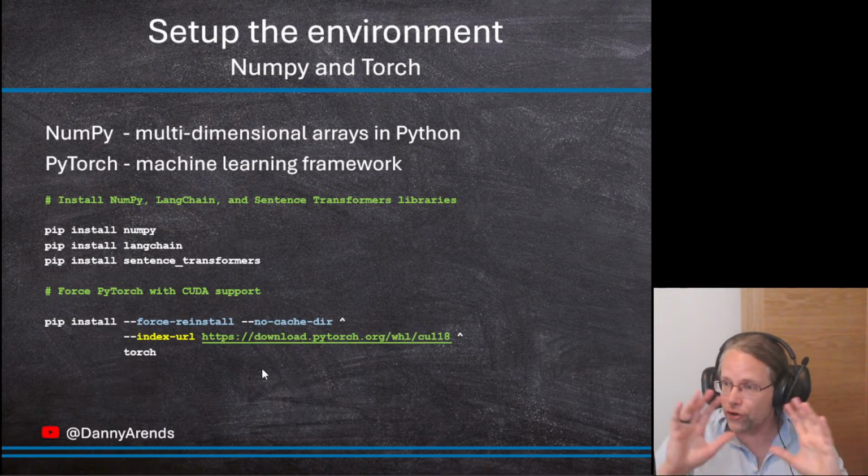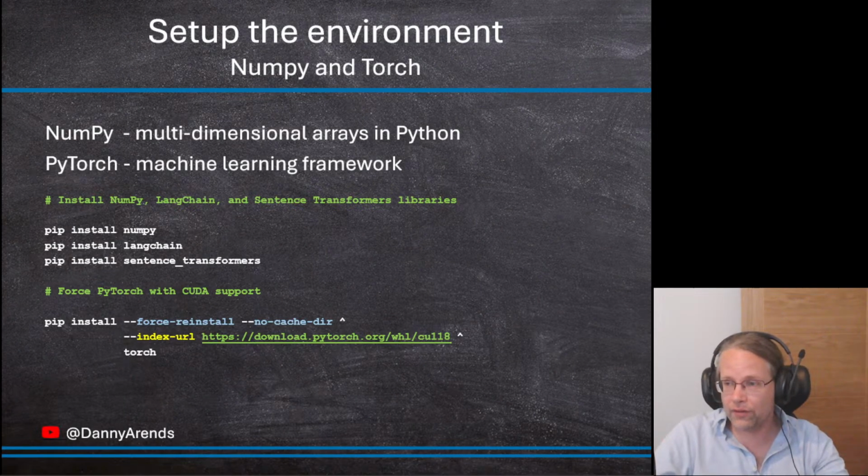All right, so NumPy and PyTorch. NumPy is for multidimensional arrays. PyTorch is a machine learning framework, so it has all of these different tensors and GPU support.